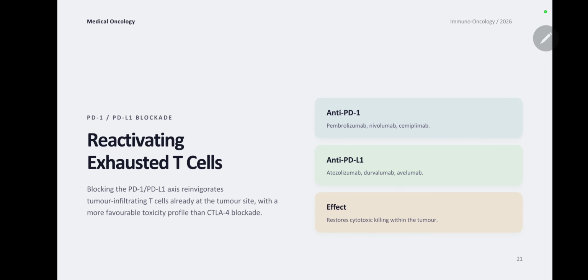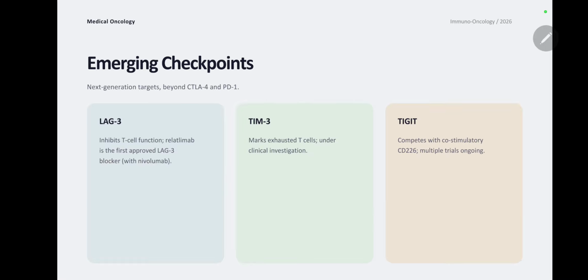So this is creating the reactivation. What are the examples of these agents? The PD1 agents are pembrolizumab, nivolumab, and cemiplimab, and the PDL1 agents are atezolizumab, durvalumab, and avelumab. Okay. Some emerging checkpoint inhibitors that we discuss also include LAG3.